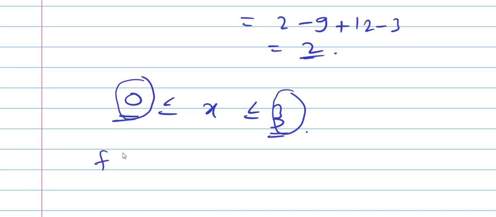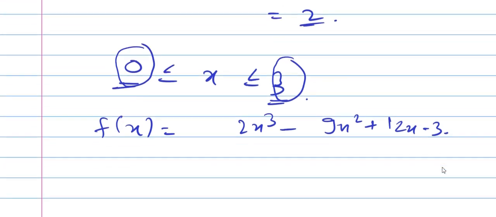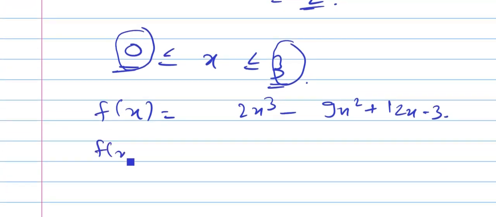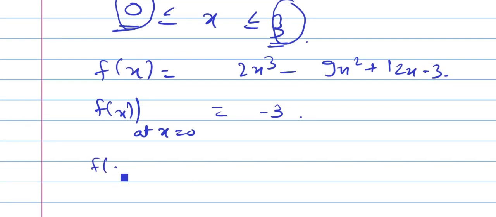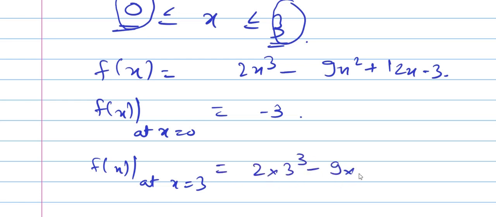So f of 0. First I will just write f of x, what is given in the question: 2x cube minus 9x square plus 12x minus 3. So f of x at x equal to 0, तो ये हो गया 0 0 0 -3. ठीक है. Now f of x at x equal to 3, तो ये हो गया 2 into 3 cube minus 9 into 3 square plus 12 into 3 minus 3.